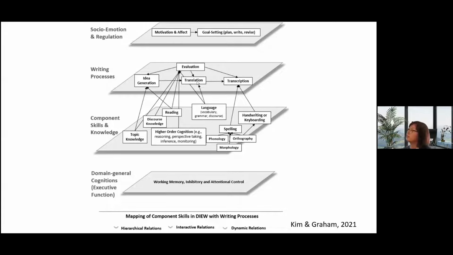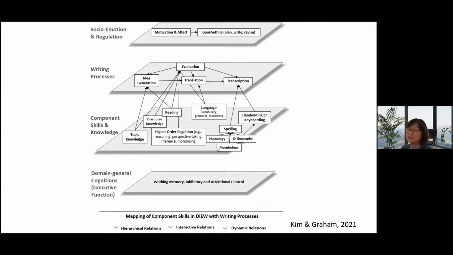So first we generate ideas, right? On a given topic, we think about what we're going to write about. And then of course we have to translate those ideas into words and sentences, right? That's translation. And then while we are doing that, we evaluate: is this good enough? And then we transcribe those translated ideas, sentences, and words into a written product, right? So that's the writing process. This process is regulated by motivation and affect, right? Setting the goals, planning to write, and so on.